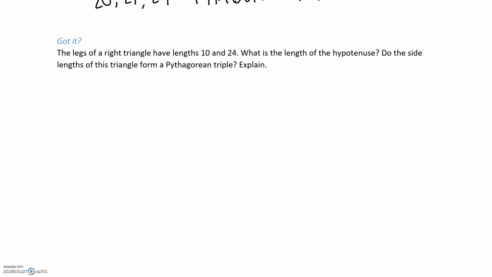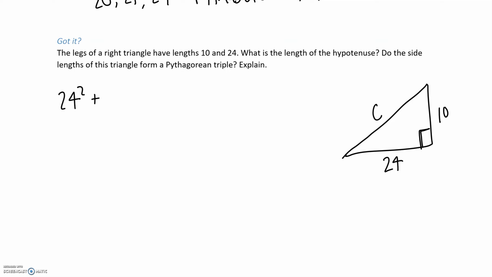Okay, so it tells us that we have the legs of our right triangle. So if we draw this out just like our last one, it says our legs. So if this is our right triangle right here, we can say that this is 10 and this is 24, and we want to know this, which is going to be C. So we're going to have that 24 squared plus 10 squared equals our C squared again.